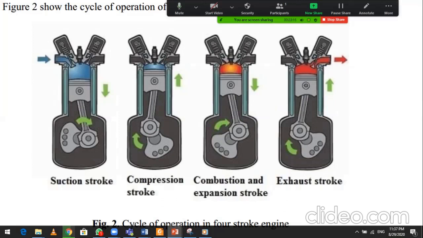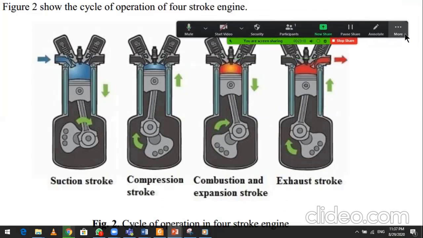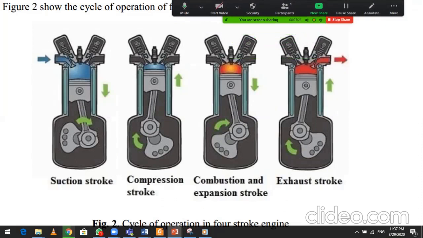This figure shows a cycle of operation of a four-stroke engine. A cycle means four strokes. The piston moves from top dead center to bottom dead center for one stroke. First is the suction stroke, which we can also call the induction stroke. Suction stroke means the piston moves from top dead center to bottom dead center. You can see the air and fuel mixture enters and the exhaust valve is closed.